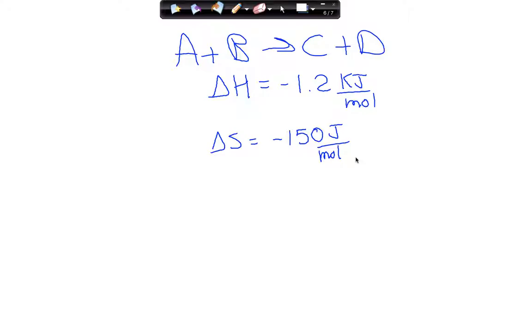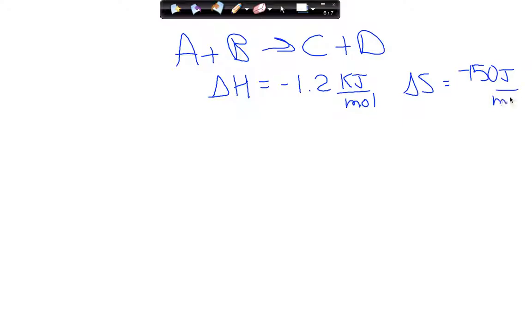Okay, so guys, in order to solve this, just a second. I'm going to get rid of this because I want that space so I don't slide too far down the board. So what did I say? Delta S, negative 150 joules. Okay, so guys, the question is, at what temperature range is this reaction spontaneous?